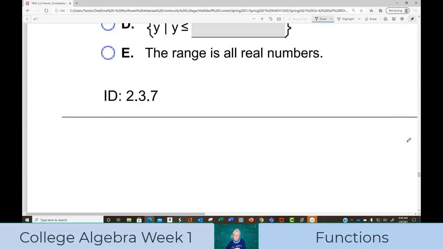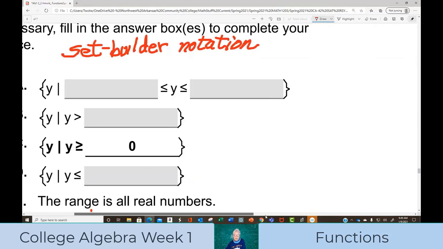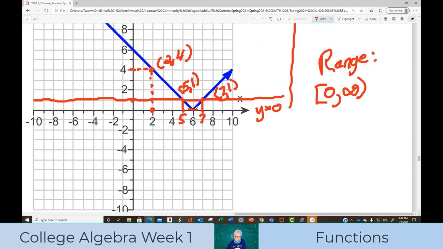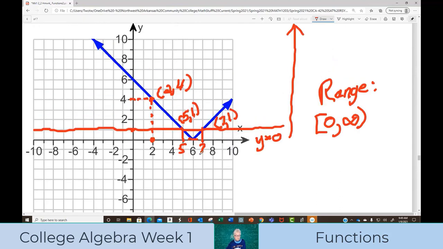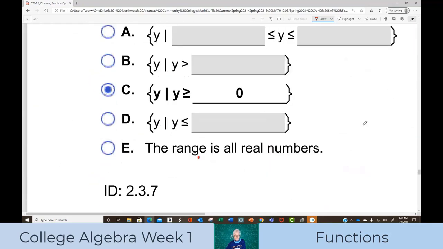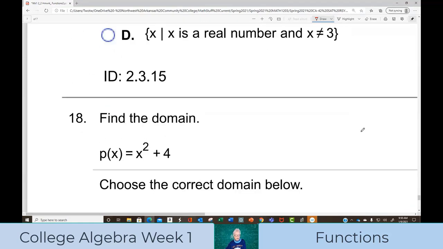Okay, so it's not all real numbers. Instead, you're going to have y equal to or greater than 0, because in this graph, y is equal to 0 or all numbers greater than 0. But no negative numbers, which is why the answer is not all real numbers. Oh, it just keeps going on.